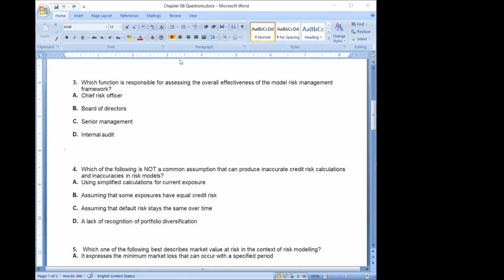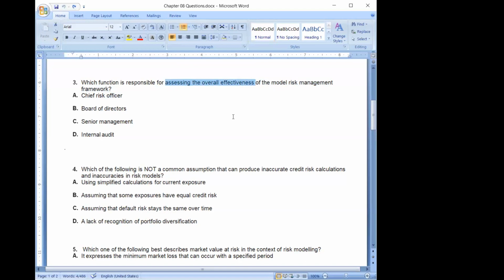Right, let's see the question. Question number 3. The question is, which function is responsible for assessing the overall effectiveness of the model risk management framework? Overall effectiveness of the model risk management framework. Chief Risk Officer, Board of Directors, Senior Management, Internal Audit. So assessing the effectiveness. You need to understand, right?